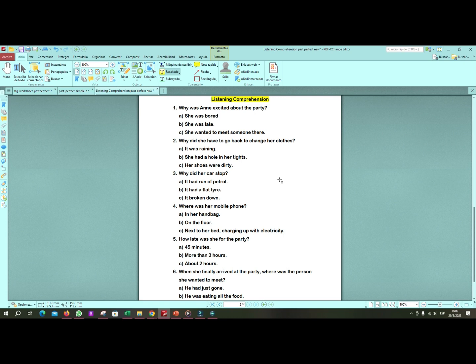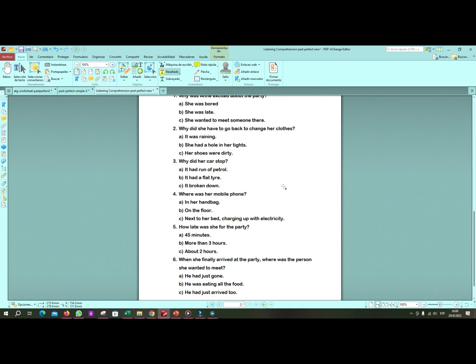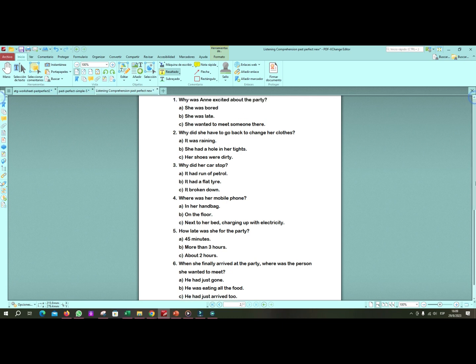Four. Where was her mobile phone? In her handbag? On the floor? Next to her bed? Or charging up with electricity? Five. How late was she for the party? 45 minutes, more than 3 hours, or about 2 hours? Six. When she finally arrived at the party, where was the person she wanted to meet? He had just gone, right? Or he had just arrived too late. Let's move a little bit this one. Okay, there you have it. Okay, so now we're going to listen to the audio.